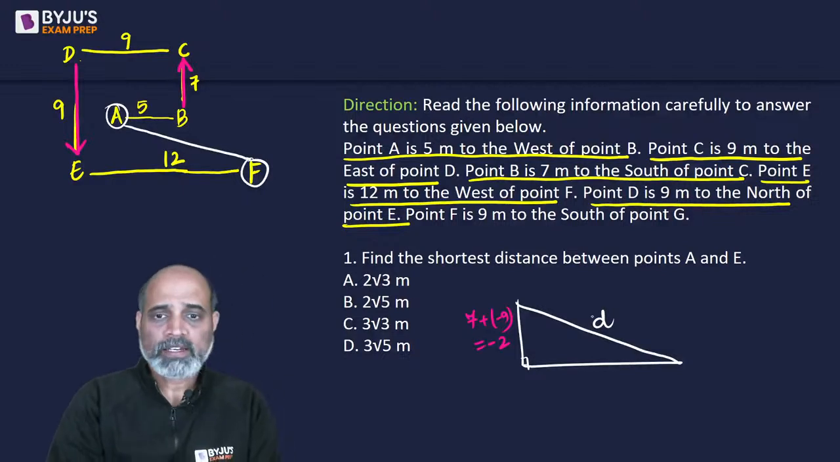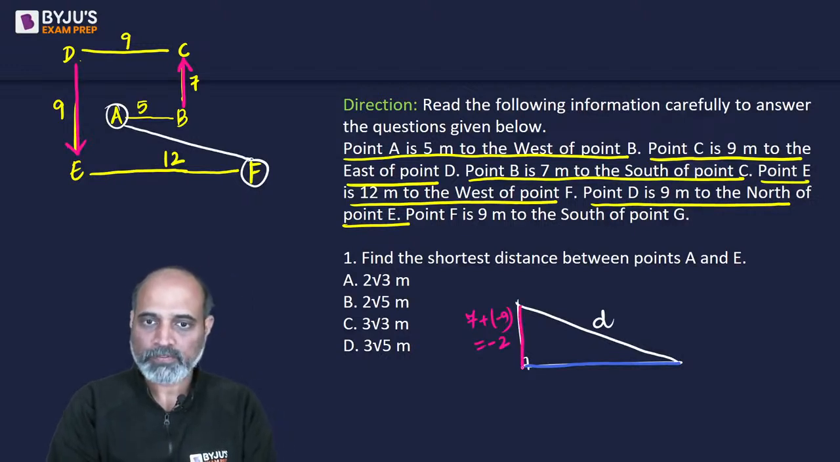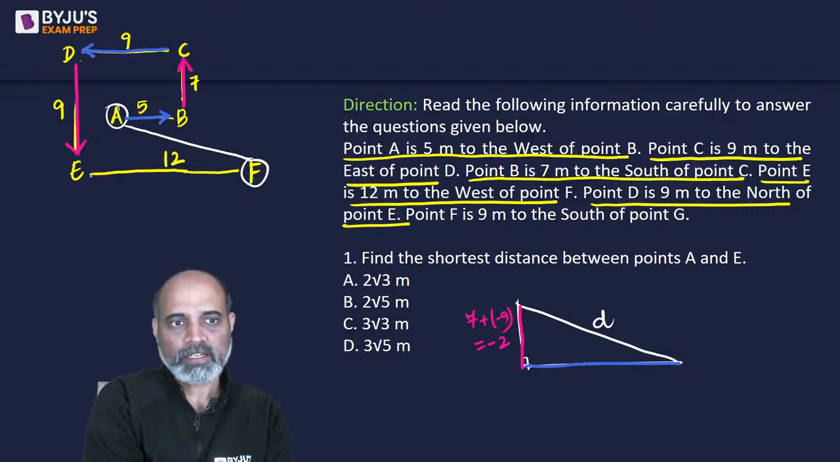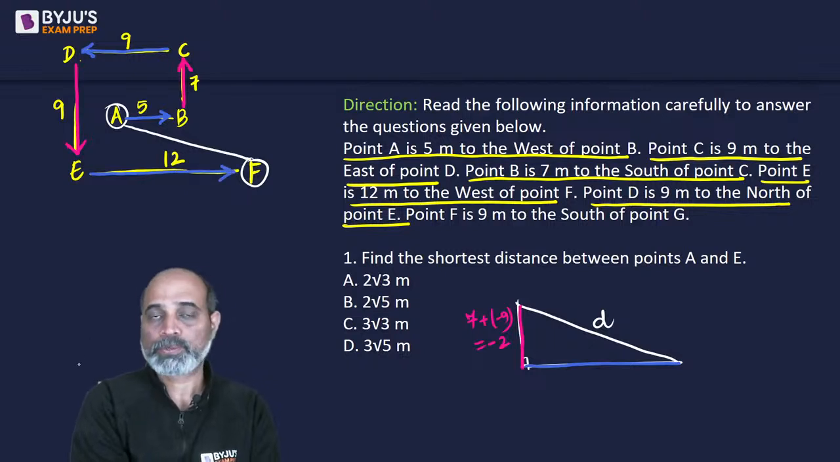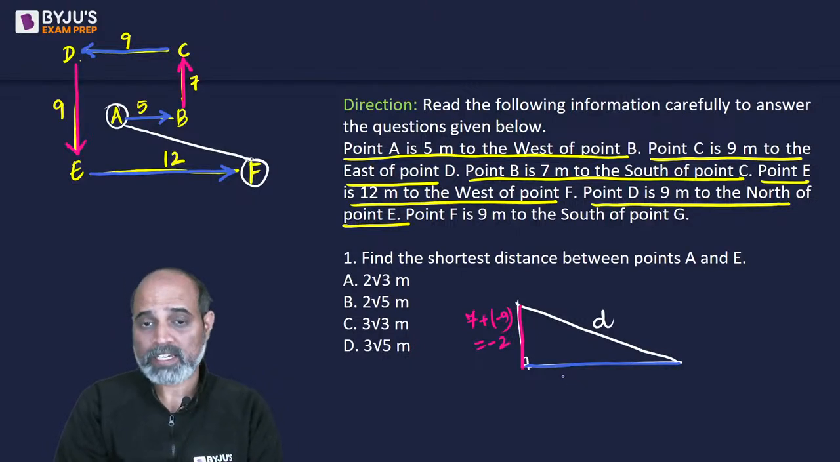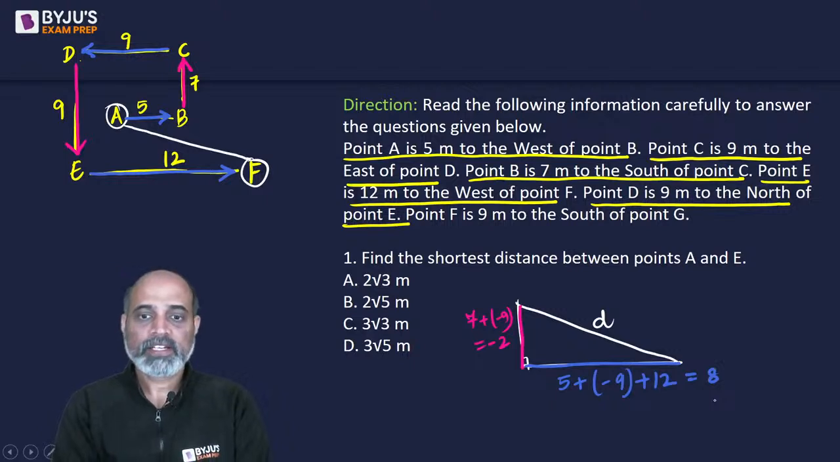Next, if you look at the horizontal or the base of the right angle triangle, the height being the vertical lines, the base is going to be made up of these 3 lines: A to B 5, C to D 9, and E to F 12. So if I take the arrow pointing towards east as positive, then towards west will be negative, and again towards east will be positive. If we solve this, this is going to be 8, right?